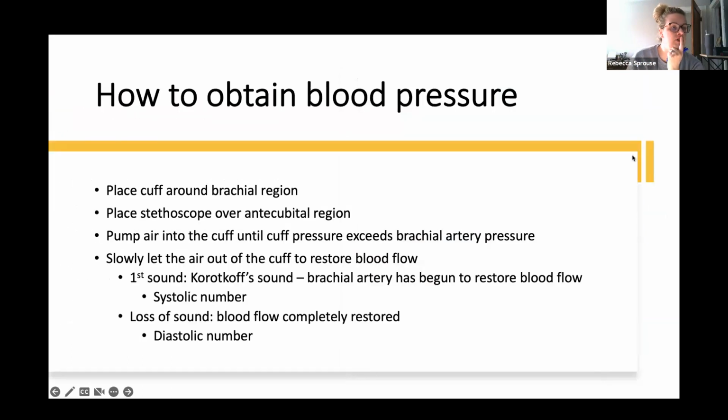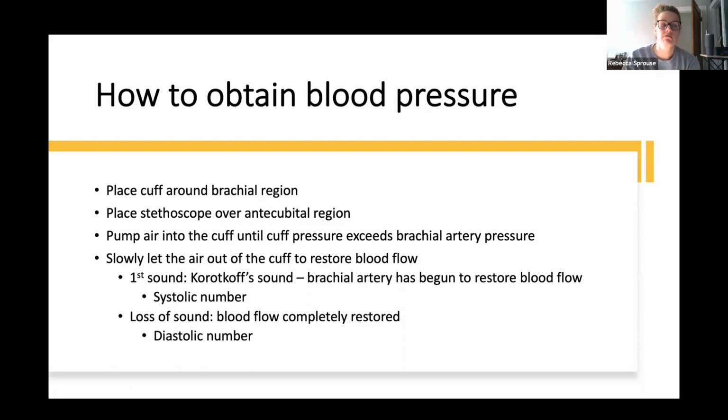All right, so how do you measure blood pressure? This is what you're going to do in your lab this week. You're going to place the cuff around the brachial region and place the stethoscope over the inside of the elbow. Pump air into the cuff until that cuff pressure exceeds the pressure in your brachial artery. Usually, for a normal individual, they'll pump it up to like 140, 160. Sometimes people go up to like 200.